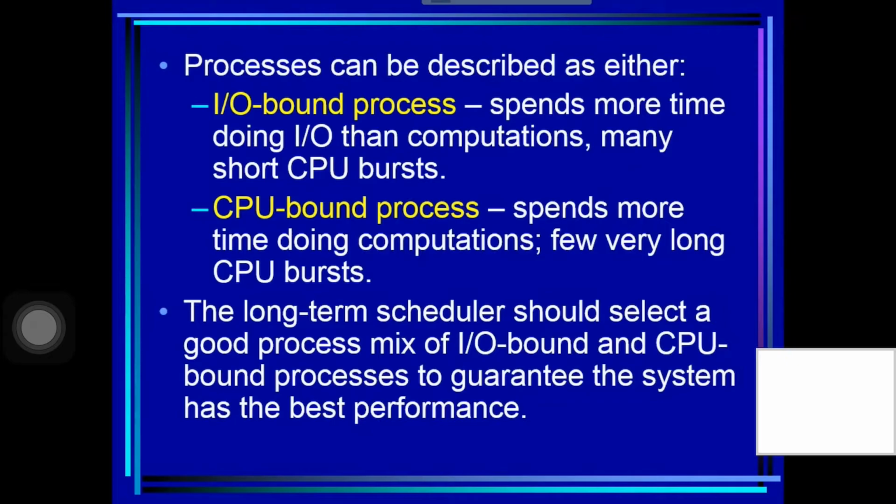It is important that the long-term scheduler select a good process mix of I/O-bound and CPU-bound processes. If all processes are I/O-bound, the ready queue will almost always be empty, and the short-term scheduler will have little to do. Because as for I/O-bound processes, we know that I/O devices work slowly compared with the CPU. So if all processes are I/O-bound, then maybe all processes are in the waiting queue, not in the ready queue, waiting for I/O devices to finish their operations.